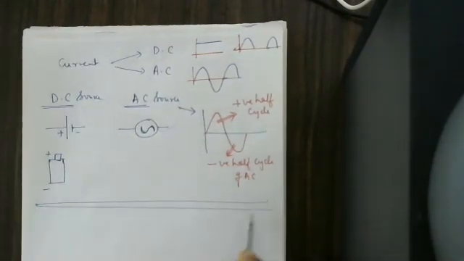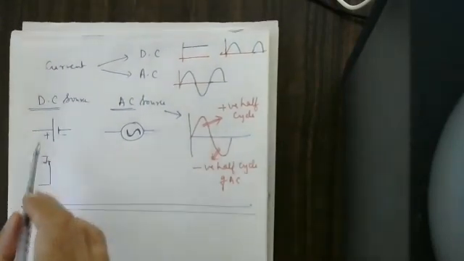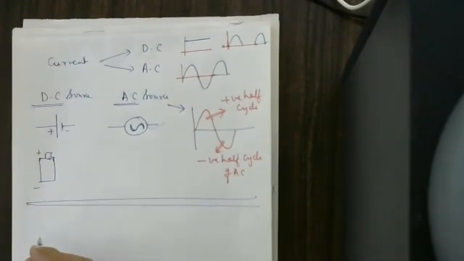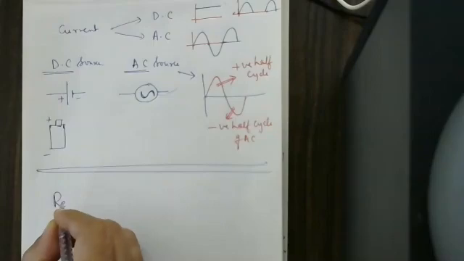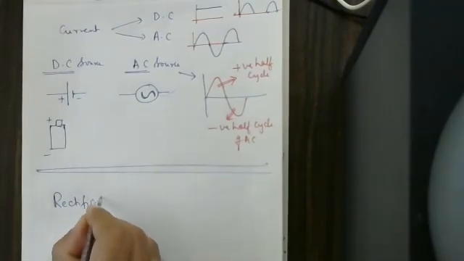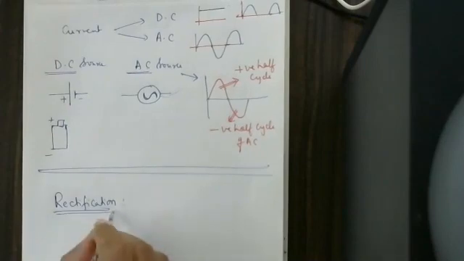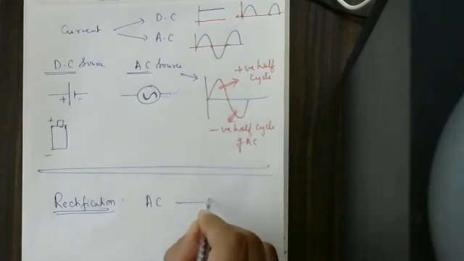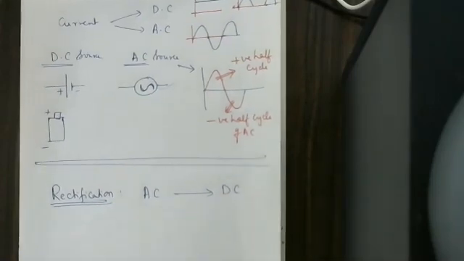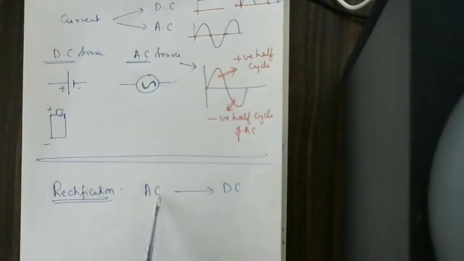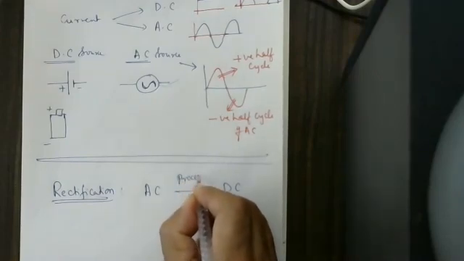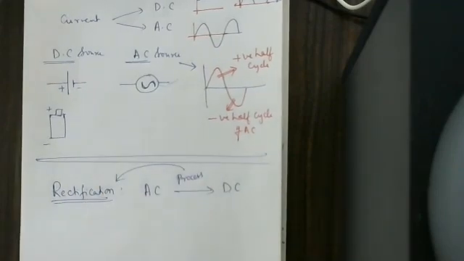Now the first concept: what do you mean by rectification? We want to convert alternating current into the form of direct current. That process is called rectification.